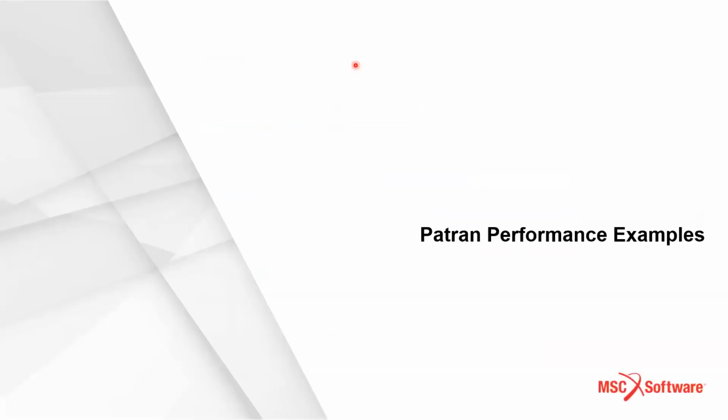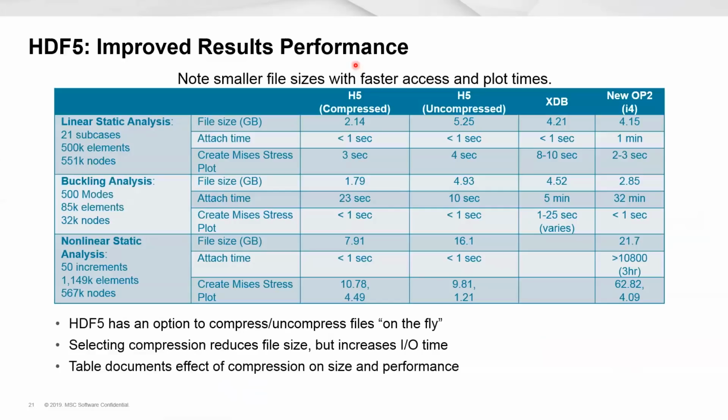So I mentioned Patran performance. What do you get out of this? So in the linear world, there are improvements, but it was already pretty fast, so maybe not as much. But if you compare the H5 compressed column to the OP2 column, in every case you'll see the file is smaller. In some cases it's a lot smaller. For example, in nonlinear, it's a factor of almost 3, right? 22 down to 8. In the buckling analysis, 2.9 down to 1.8 is not so much, but linear statics is about half.